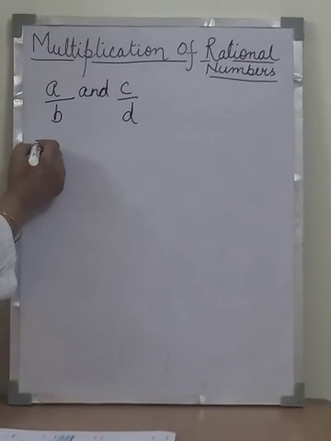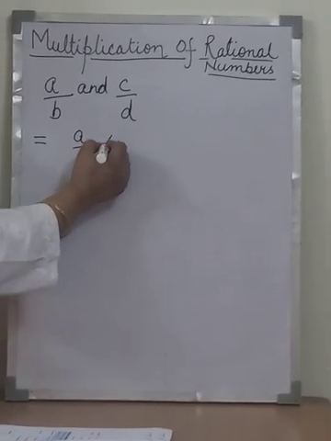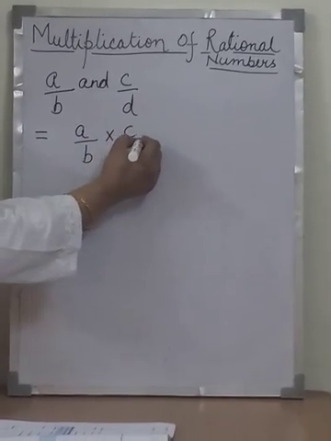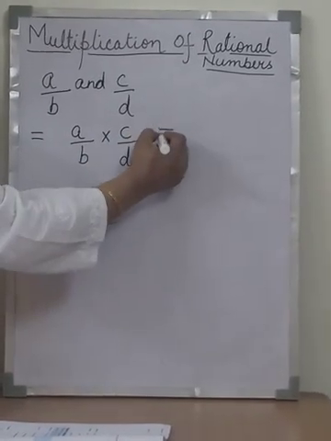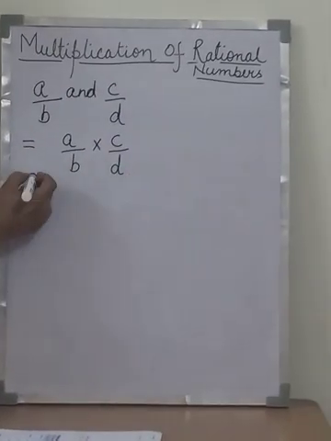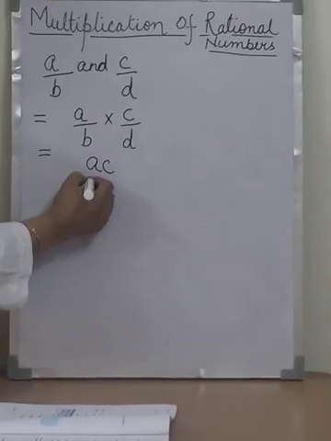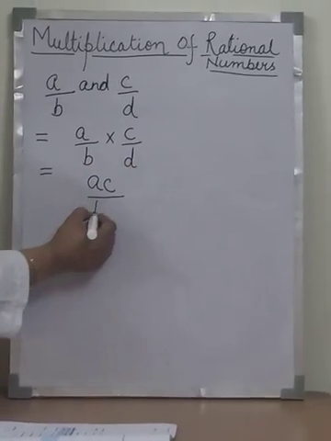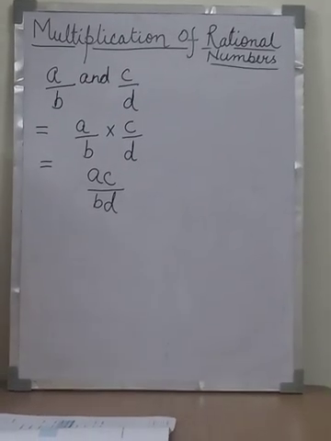First step, we write the expression showing that we are multiplying the two rational numbers, that is A upon B into C upon D. Now we multiply numerator with numerator and denominator with denominator. So what will you get? A into C will give you AC and B into D will give you BD. So this is the product of the two rational numbers.